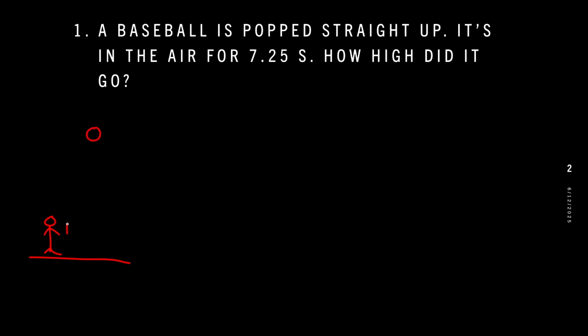And then we could just draw position lines to just show the path that the ball takes. So it starts from the person's hand and then goes to the ground. And what we want to find is the height from the ground to the maximum point of the baseball. So that's all we need to draw for our picture.